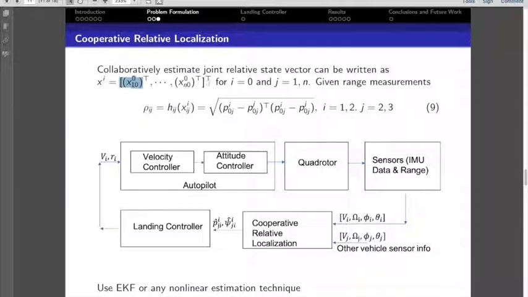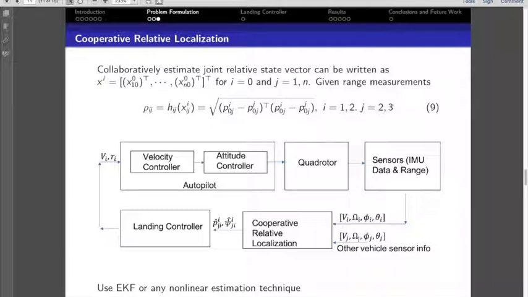So if we have a total of 4 vehicles, vehicle 0 is estimating for 1, 2, and 3. So total 12 states. That is what we are going to estimate here, right? In cooperative localization. So each of x10, x20, x30 has 4 states in it. So total 12 states is what we are going to estimate. Okay, and the range measurement between any two vehicles is given by this equation here.